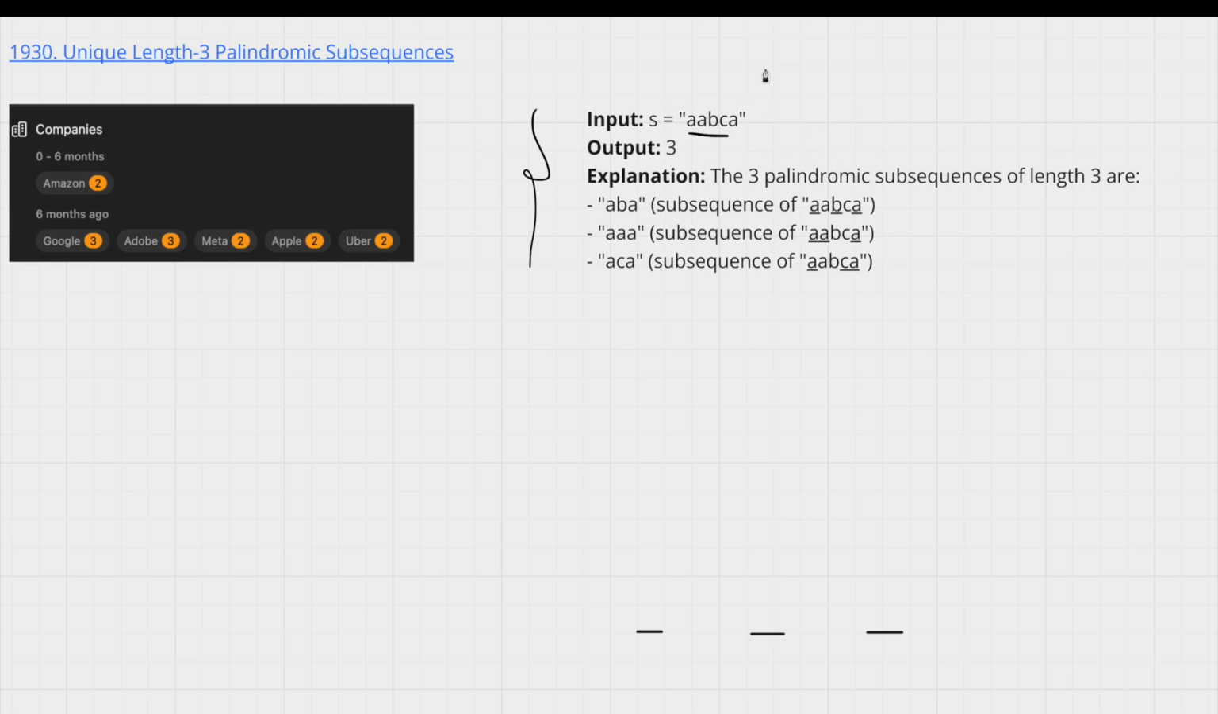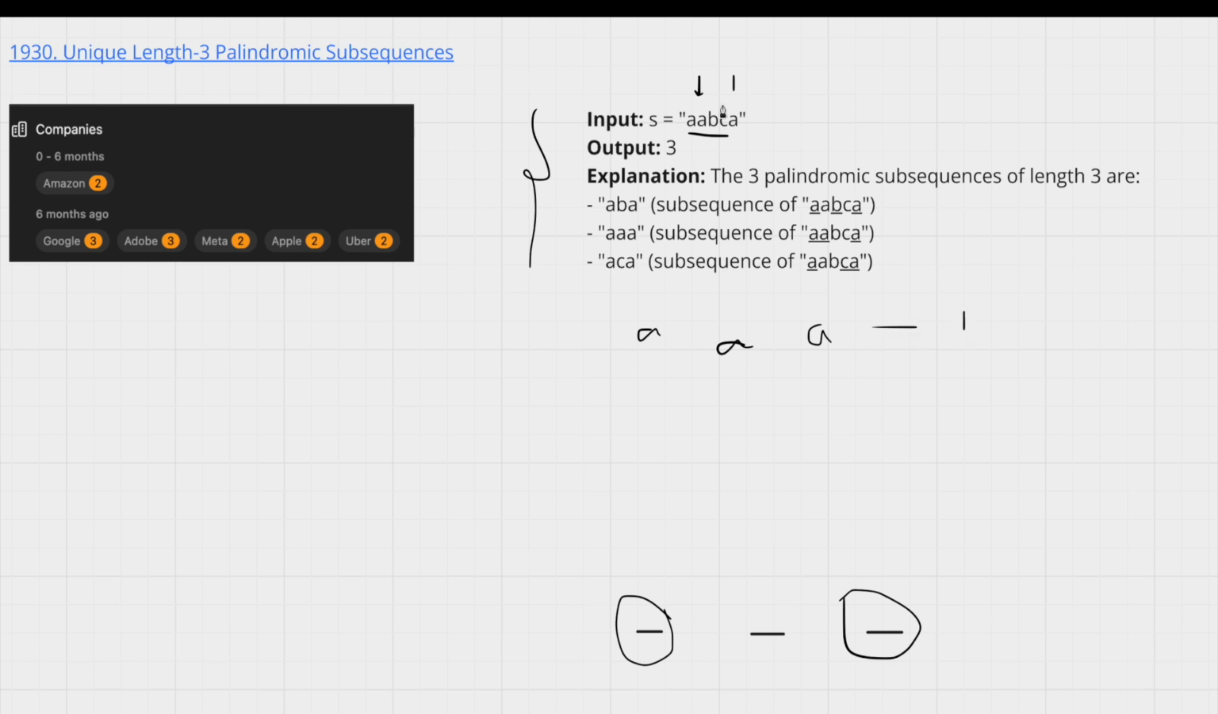First, how can we find the palindrome? For a palindrome of length 3, the first character and the last character should be the same, and the second character could be anything. Let's suppose we are at the index of this character A. The left should be A and the right should be A. That is one palindromic subsequence.